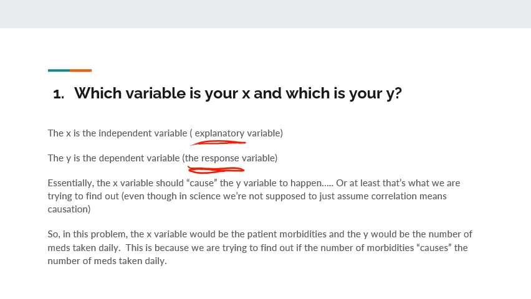This doesn't actually prove that it's causing anything, but the idea in your mind is how you can figure out what your X is and what your Y is. Just ask yourself, am I trying to figure out if X is causing Y? Is this variable causing this variable? Is that what I'm trying to figure out? If that is what you're trying to figure out, then you know what your X and your Y are.